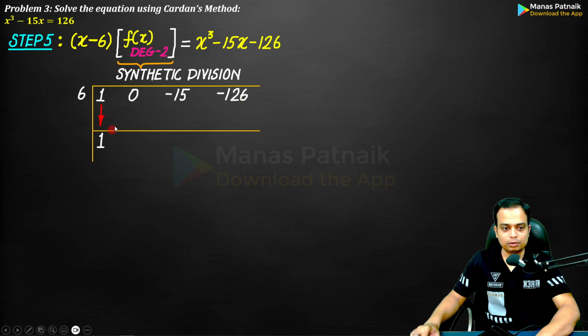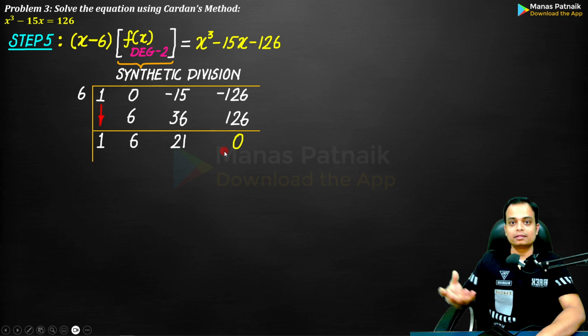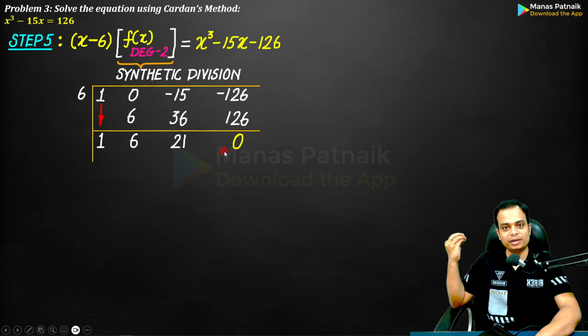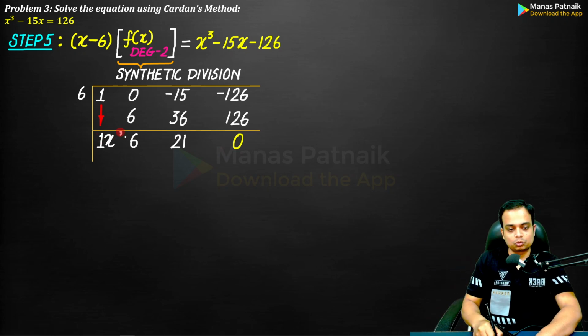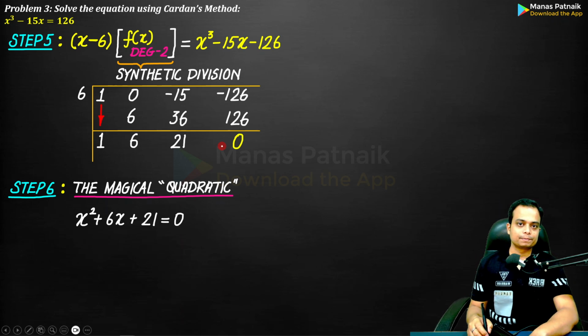Copy paste. 6 into 1 is 6. 0 plus 6 is 6. 6 into 6 is 36. Minus 15 plus 36 is equal to 21. 6 into 21 is 126, and minus 126 plus 126 will become 0. It had to become 0. That's the idea. If it is a root, then the remainder has to be 0. If it is not a root, then the remainder won't be 0. Sir, we are left with x square plus 6x plus 21 equal to 0, and that's our magical quadratic equation. The moment we solve it, we can have the remaining two roots.